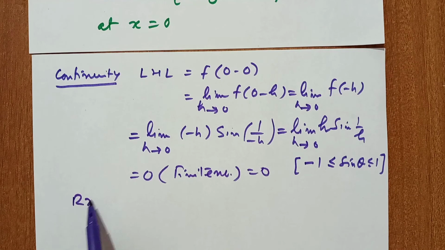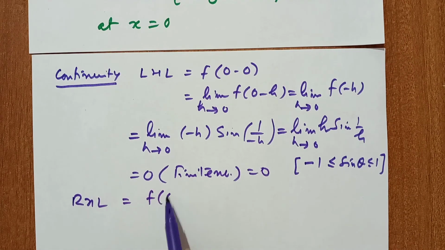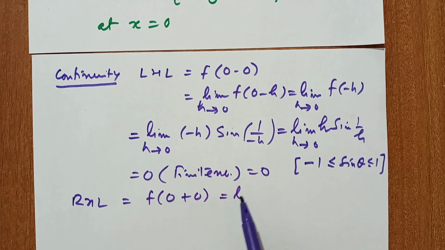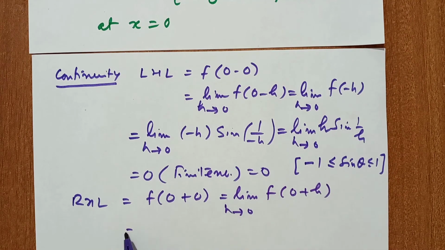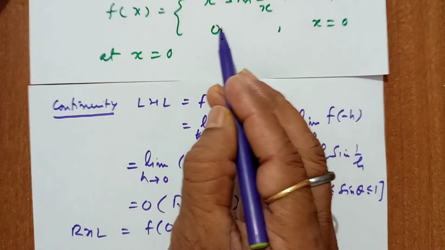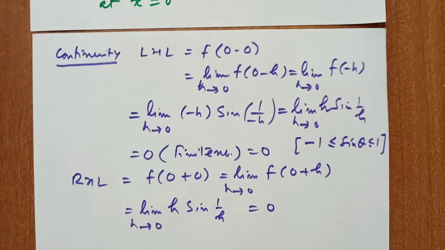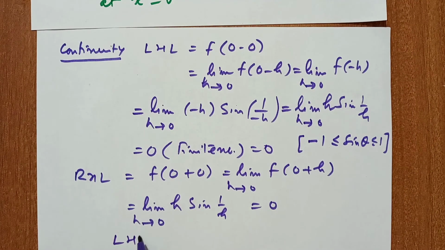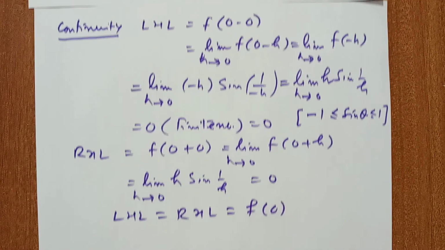Similarly, the right hand limit is f(0 + 0) = limit h tends to 0 of f(0 + h) = limit h tends to 0 of f(h), so h sin(1/h). This is the same as before, so this is equal to 0. Now, what is the value of the function at x = 0? This is given in the question. It means the left hand limit is equal to the right hand limit is equal to the value of the function. Therefore the function is continuous.